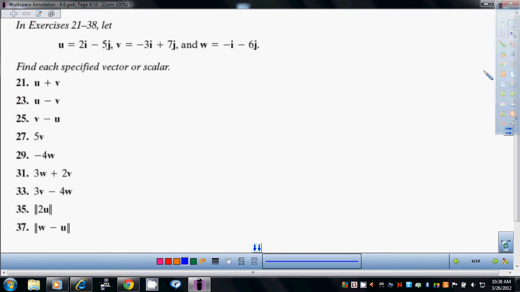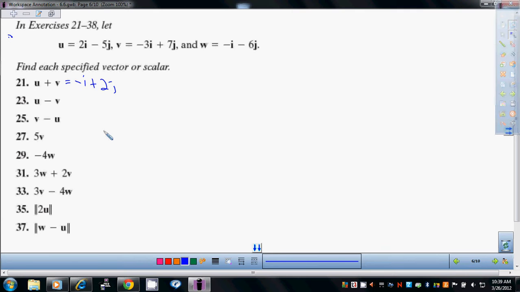That's right. Common thing. So U and V. 2i plus negative 3i, negative 1i. Negative 5j plus 7j, 2j. Boom. There's 21. That's it. 2i plus negative 3i is negative 1i. Negative 5j plus 7j is plus 2j. And that is vector U plus V.